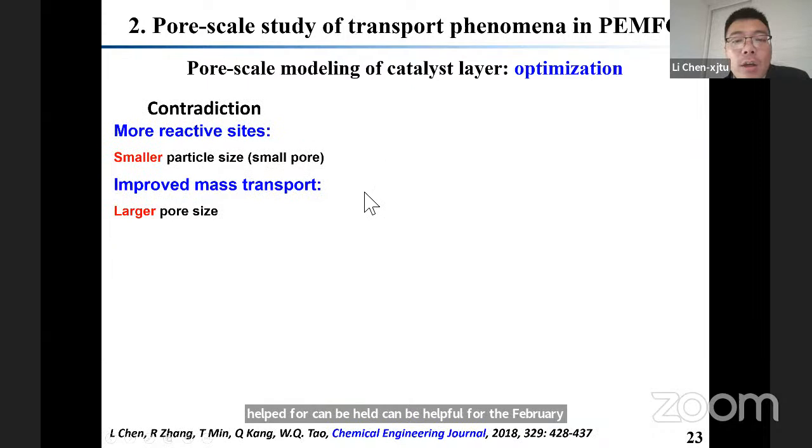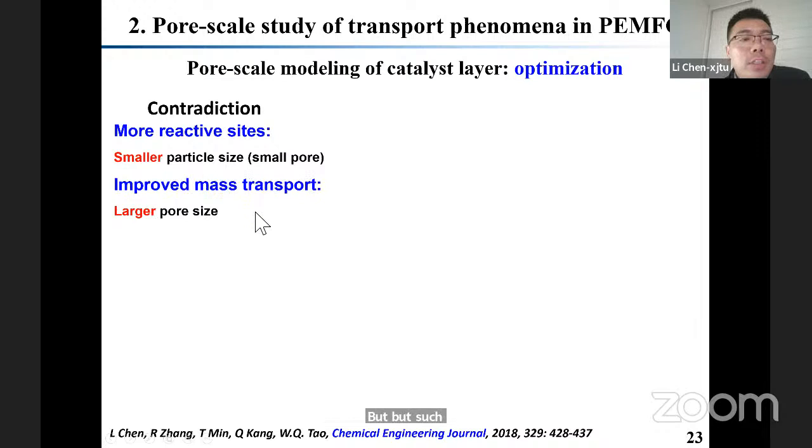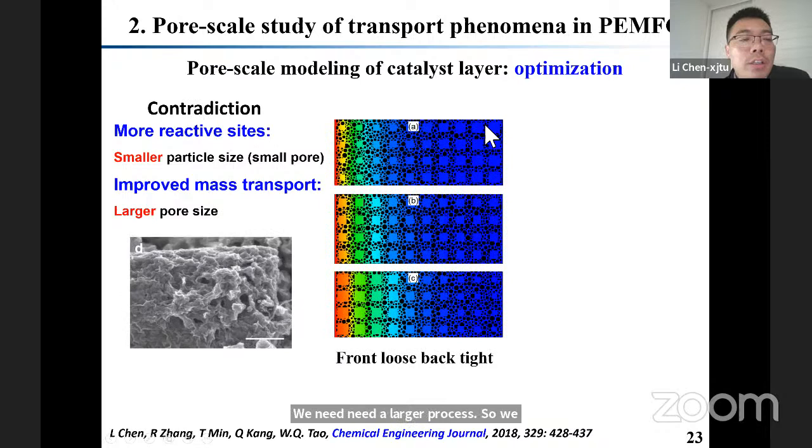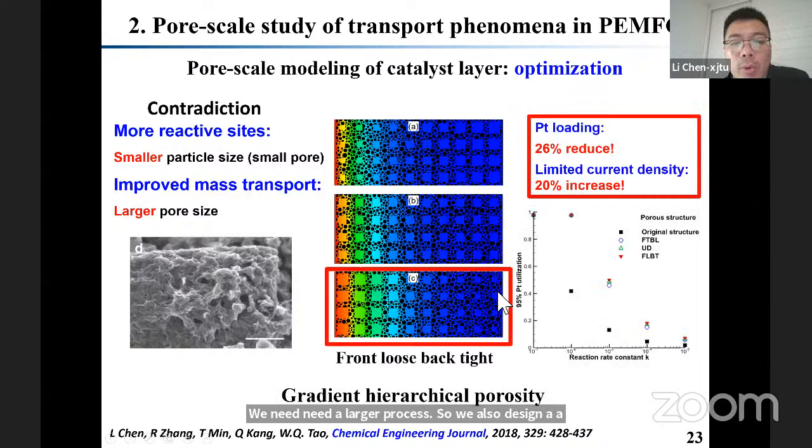Another contradiction is that if we want more reactive sites, a smaller particle size is desirable, so we can get a higher specific surface area. But such a smaller particle size or smaller pore size is not beneficial for the mass transport. Actually, for mass transport, we need a larger pore size. So we also designed a gradient hierarchical porosity structure for the catalyst layer. We find that by reducing the Pt loading by 20%, we still can get a 26% increase of the current density. That means the cost of the fuel cell is reduced and still the performance of the PEM fuel cell can be improved. This work is published in CEJ.